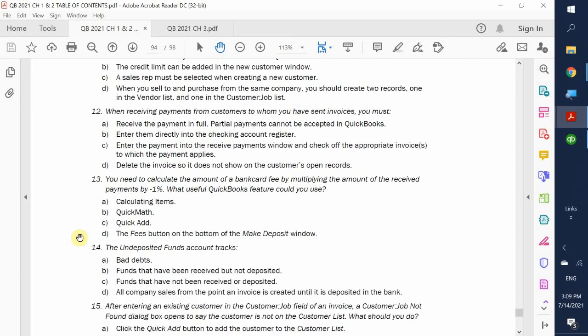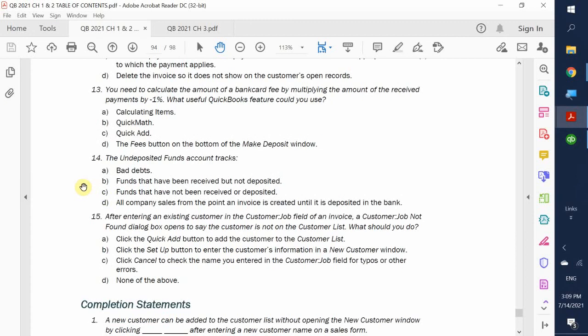Number 13, okay? You need to calculate the amount of a bank card fee by multiplying the amount on the received payments by 1%, or in this case, negative 1%. What useful QuickBooks feature could you use? Again, we just saw this one. So B, yes, quick math, right? We saw that, by using the little thing. Number 14, all right? The undeposited funds account tracks what? B, funds that have been received but not deposited. Correct, hence the word undeposited funds.